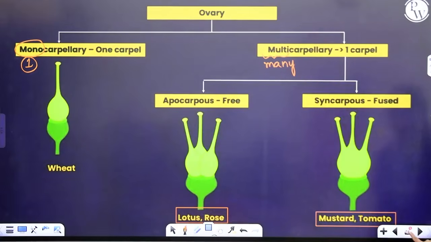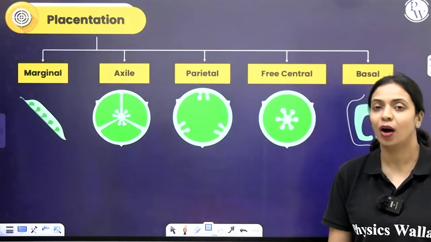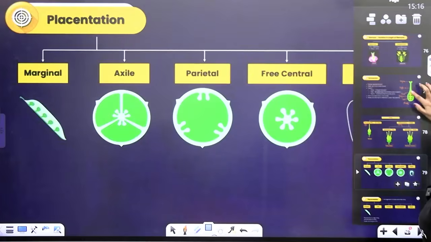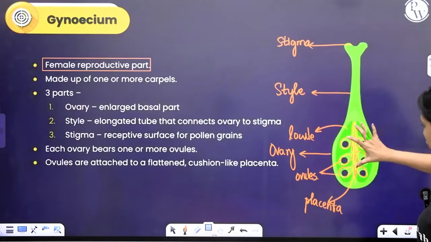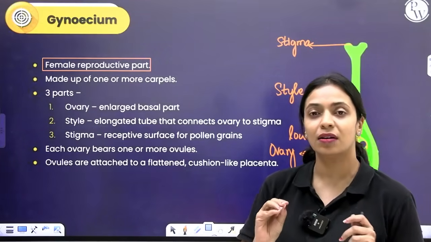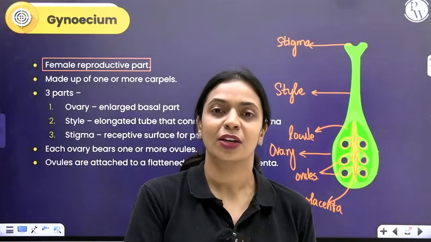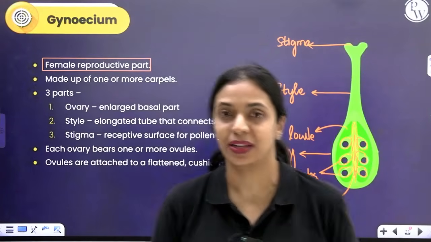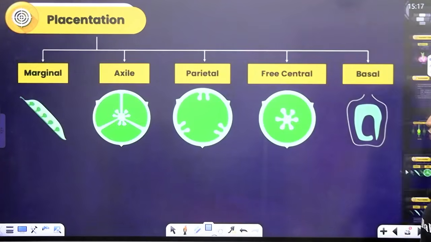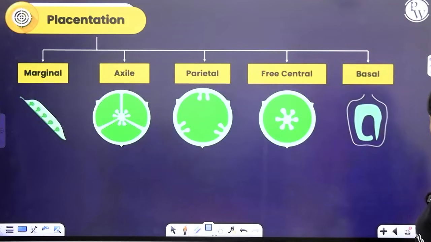Okay. Now, let's talk about placentation. Placentation is basically how the ovules are arranged within the ovary on the placenta. Remember I told you this cushiony structure here is called the placenta. To the placenta ovules are attached, right? So in different species, the mode of attachment of ovules to the placenta will be different. So that study of arrangement of ovules within the ovary is what we refer to as placentation. It's an important concept. There are 5 different types of placentation: marginal, axial, parietal, free central and basal. We'll understand each of these one by one.